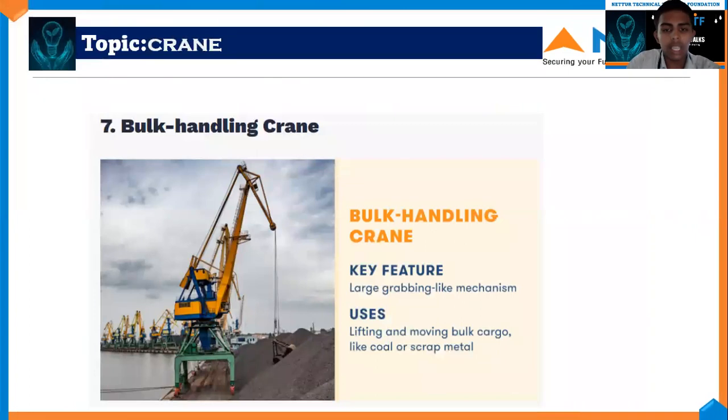Bulk handling crane. Bulk handling crane is a fixed crane which is used for lifting and moving bulk cargo like coal and scrap metal. Its main key feature is a large grabbing mechanism. Its hands are very big. It can lift many things at a time.